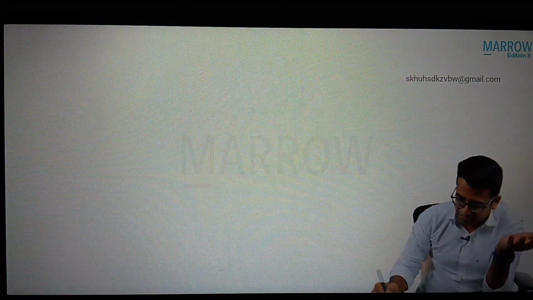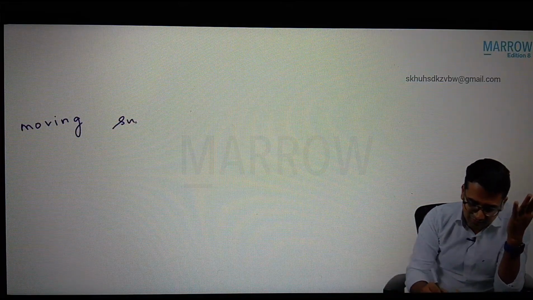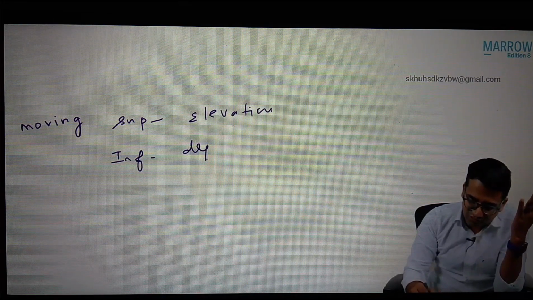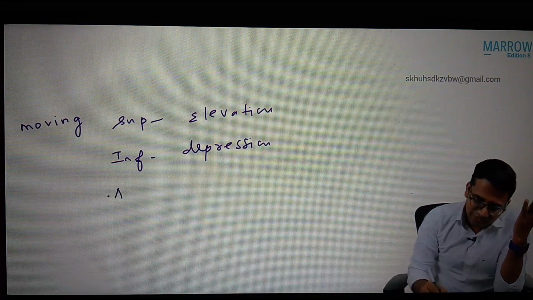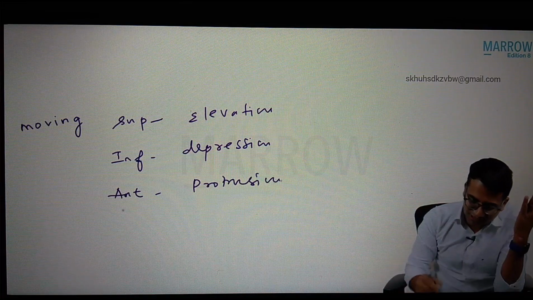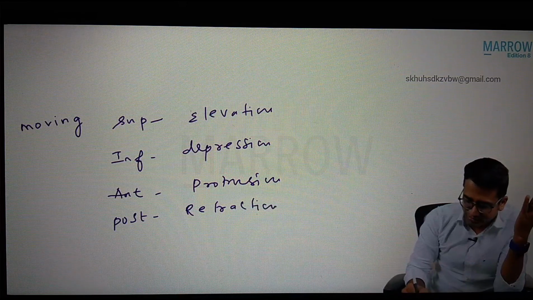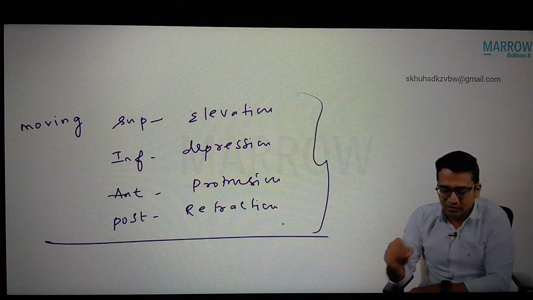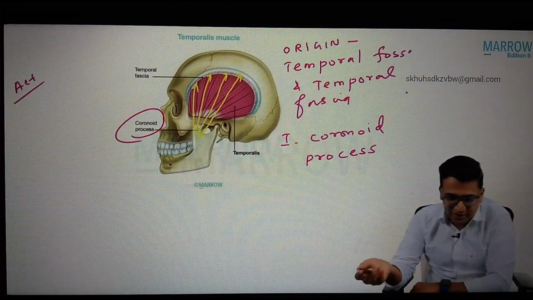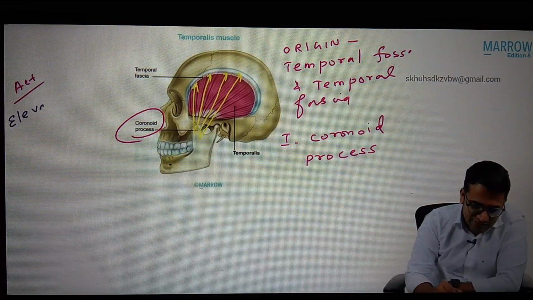We'll write in the box. We have four movements. Moving superiorly is called elevation. Moving inferiorly is called depression. Moving to the front side, anteriorly, is called protrusion. Moving to the back side, posteriorly, is called retraction. Please remember these four actions. Now see the diagram. The mandible is moving superiorly. So what is the action of the temporalis muscle? Action number one, elevation of the mandible.